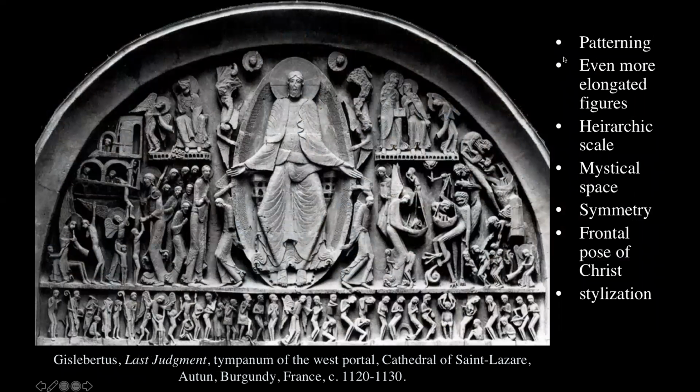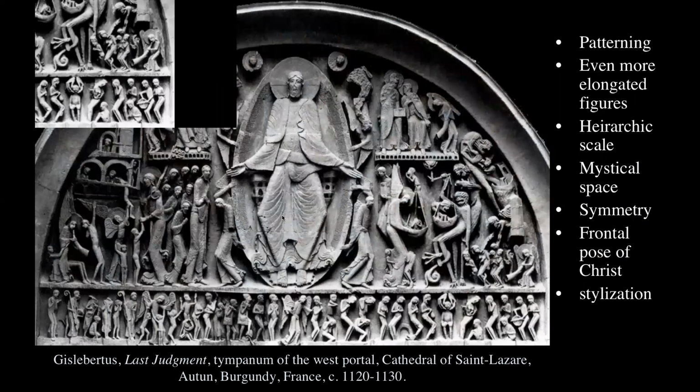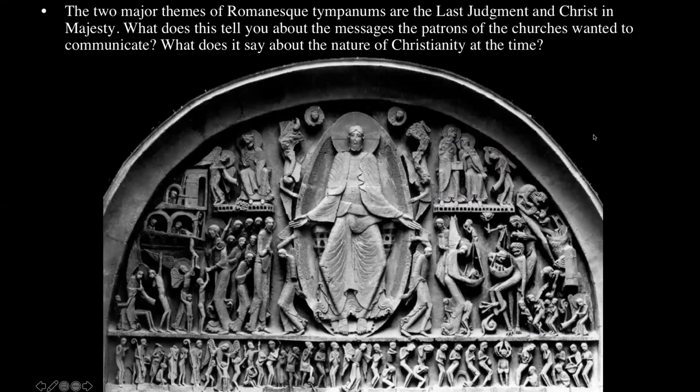So we see a development of the earlier Romanesque work. So patterning, even more elongated figures, hierarchic scale, mystical space. Remember, this is happening at the end of the world in the heavens. Symmetry, a frontal pose of Christ, so stylization. So this artwork in some ways is more similar to what we saw in ancient Egypt than what we saw in previous Christian arts.